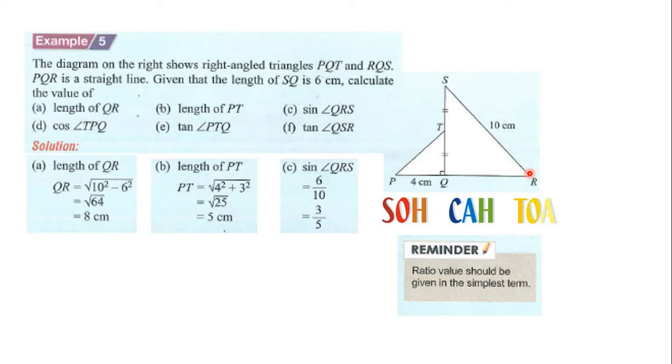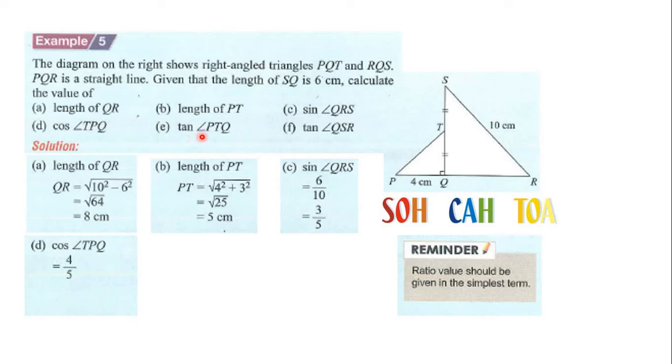D. Cos angle TPQ. So angle at P. Angle at P, you must refer to triangle PQT. So cos is adjacent over hypotenuse. Therefore, cos TPQ is 4 over 5. How do you know this 5? Because just now you have found it at B.